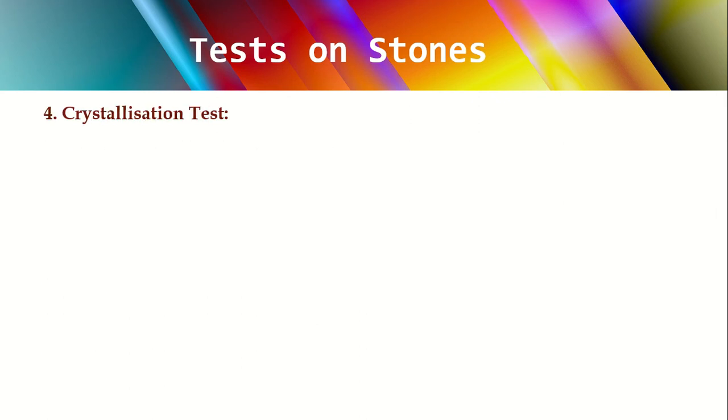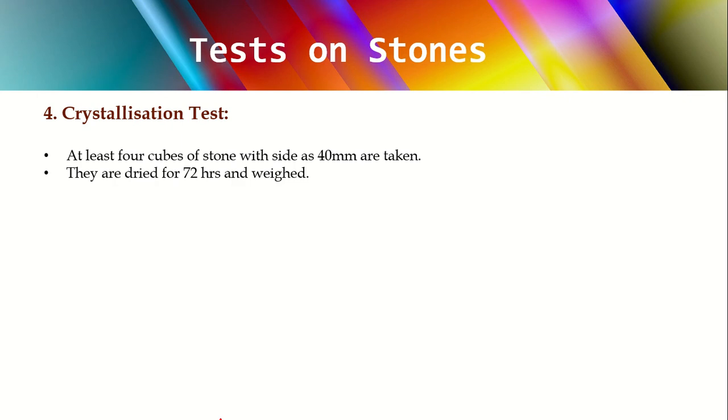Next is the crystallization test. What is this crystallization test? In this, take at least 4 cubes of stone. That means out of the stone you are using in your construction, take out 4 samples from it. And remember, they must also be cube size, as we took for our crushing test. So take 4 cubes of stone, and then you weigh them, same as we did for the compressive strength test.